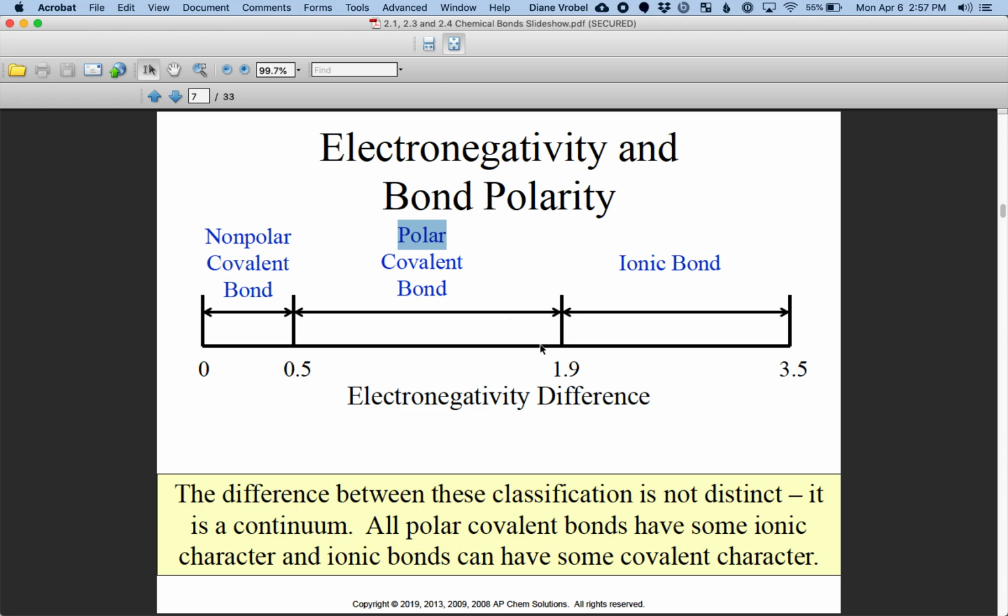Now notice that if it's greater than 1.9, we are now talking about ionic bonds. And typically that happens between a metal and a nonmetal. Now I'll tell you there are some gray areas. Occasionally you will see an electronegativity difference between two nonmetals that is greater than 1.9. But most of the time it's a metal with a nonmetal.